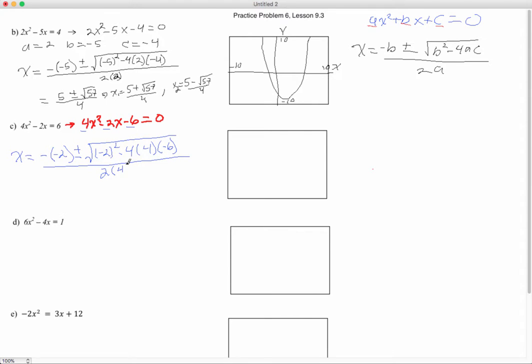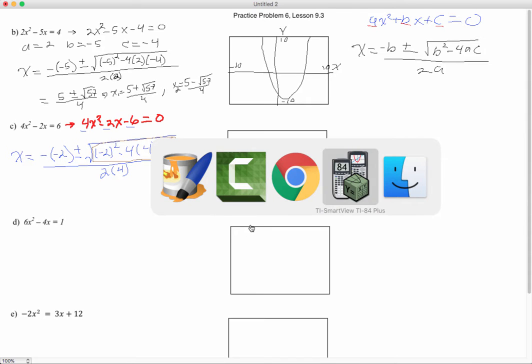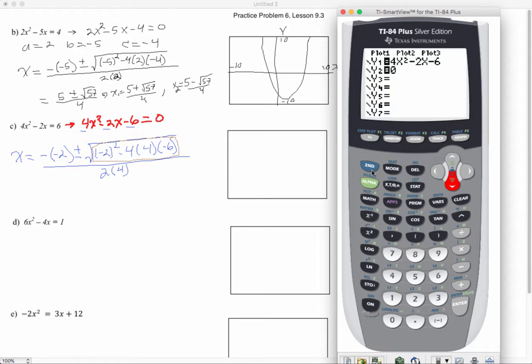2 times 4. Okay, so just to remind you, for many folks, the part of these problems that causes them headaches is the part under the square root. That is this piece right here. So I strongly recommend that you let your calculator take the hit for you on that. So let's go ahead and do that. Let's get our calculator up here.